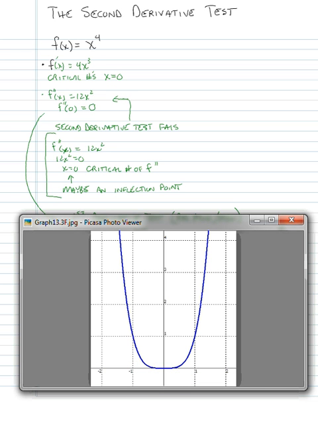Well, this ends the issue with the second derivative test. Go have fun using it.